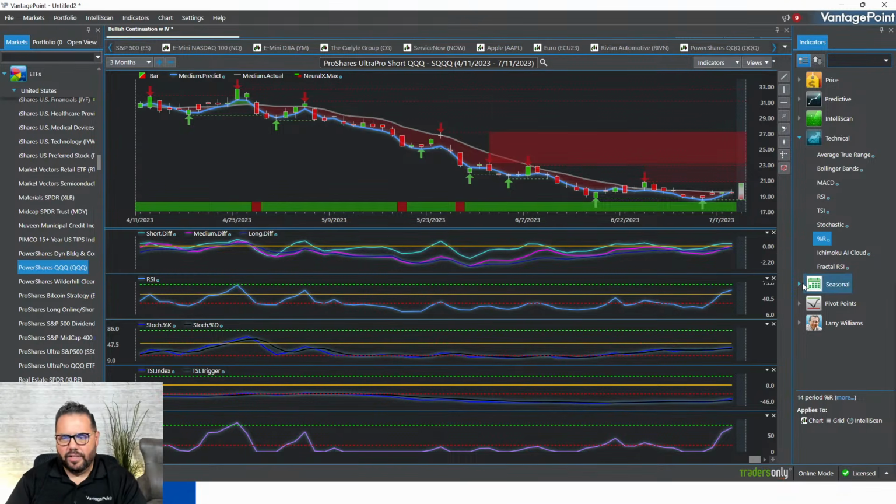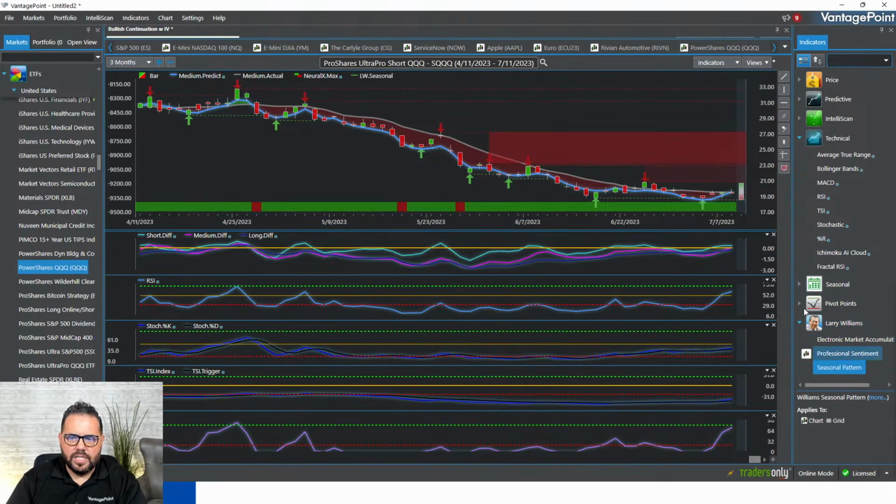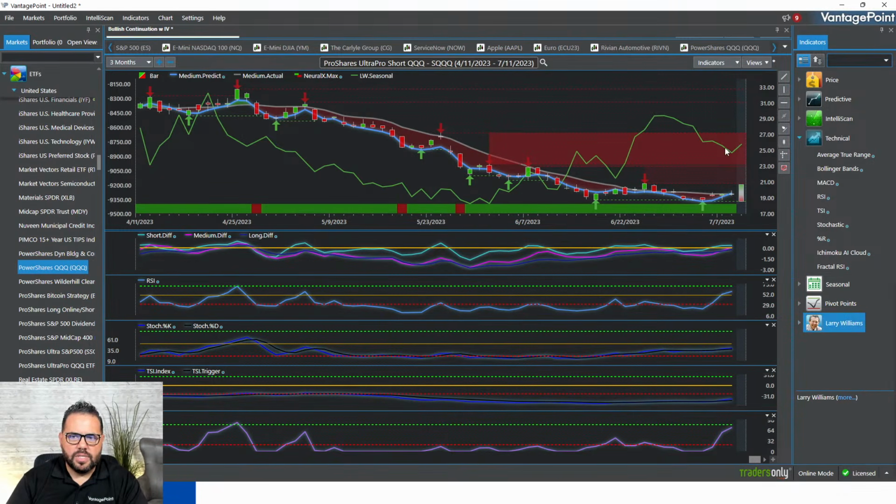I can even throw on a seasonal indicator and see if that's something that happens traditionally with the season. And you can see, based on the fact that it's creating higher lows, it is supported seasonally as well. These are predictive indicators available only in the VantagePoint software.